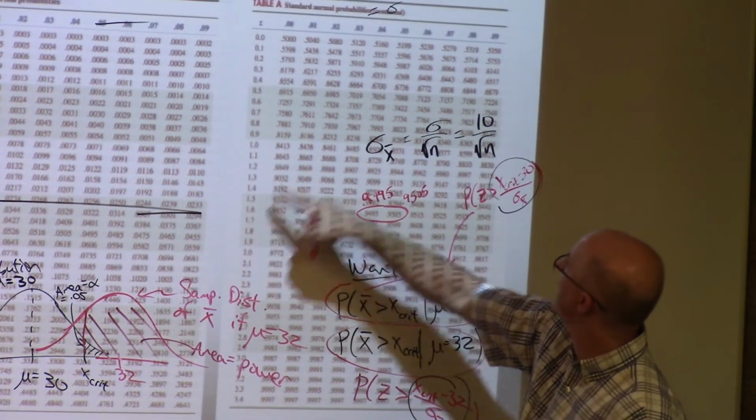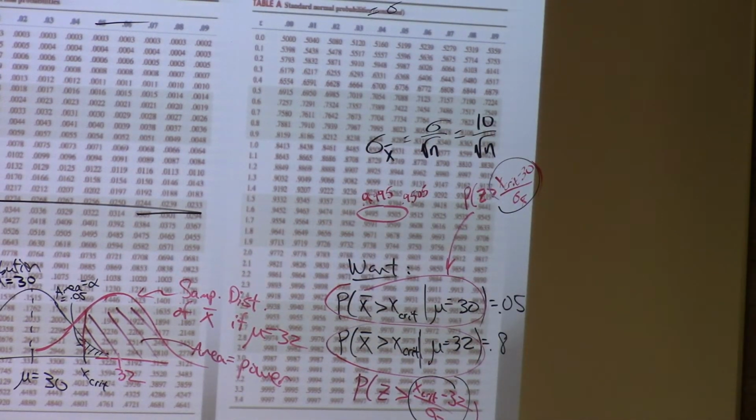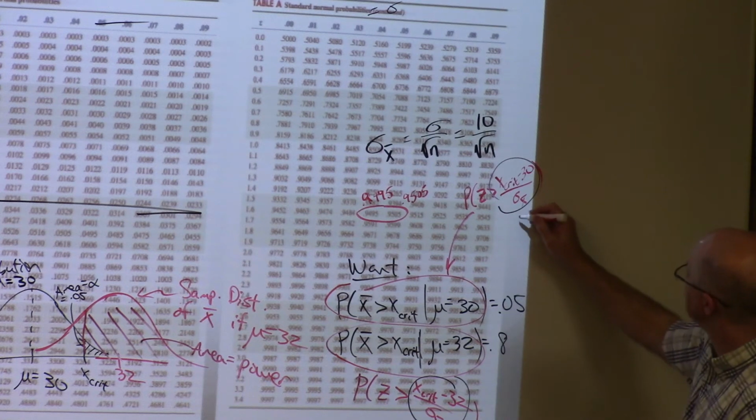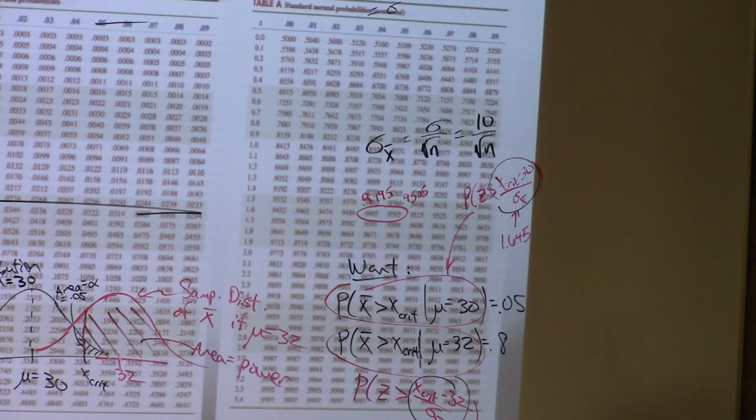Corresponding z is 1.64 and 1.65. Go ahead and take the average of those z's, 1.645. That's okay. So that means this is ultimately going to be 1.645 right there to make this probability 0.05.